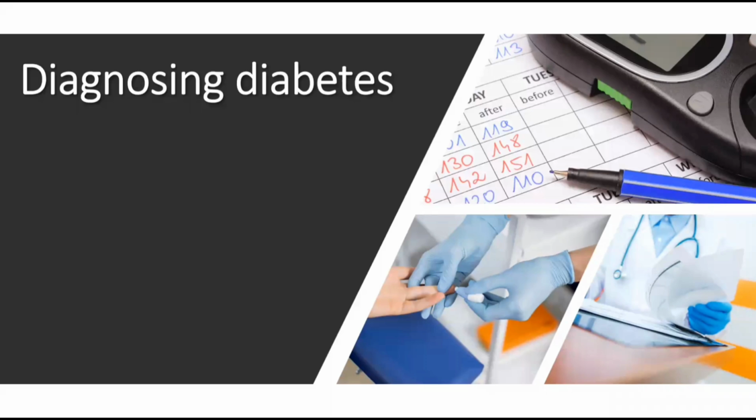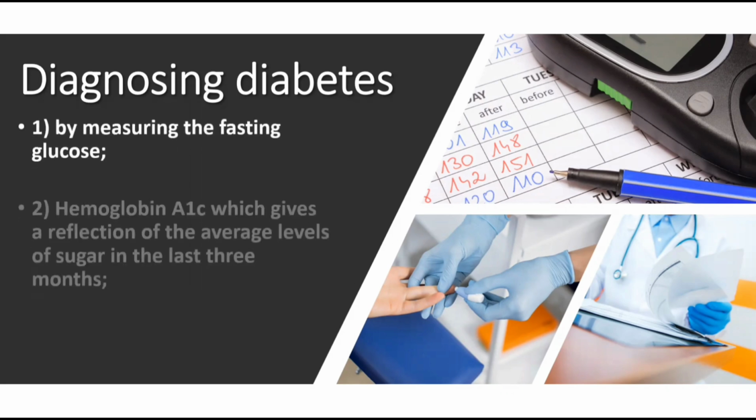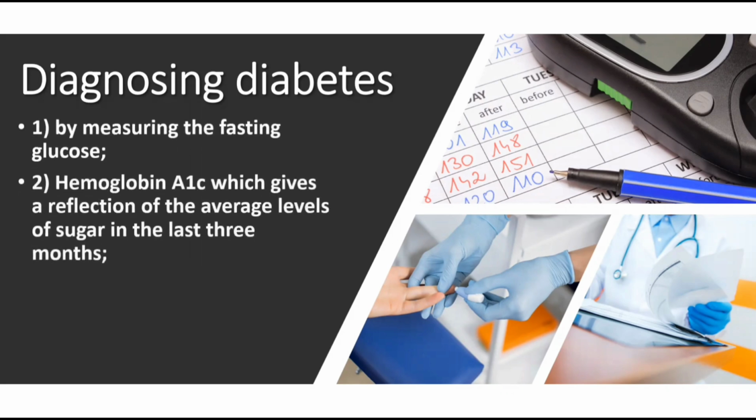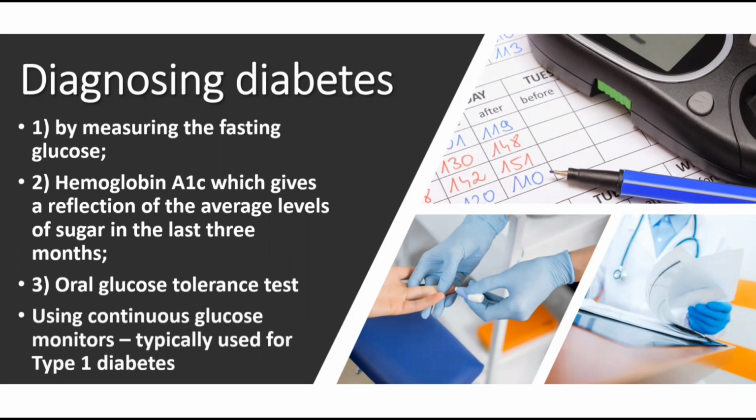Today, diabetes is diagnosed based on high blood glucose. There are three main ways to diagnose diabetes. 1. By measuring the fasting glucose. 2. Hemoglobin A1C, which gives a reflection of the average levels of sugar in the last 3 months. And 3. Oral glucose tolerance test. This is the sugar drink test where you are given a sugary drink and your blood sugar is measured about 2 hours later. One of the newer methods to measure blood glucose is through continuous glucose monitors, which is generally used for patients with type 1 diabetes.